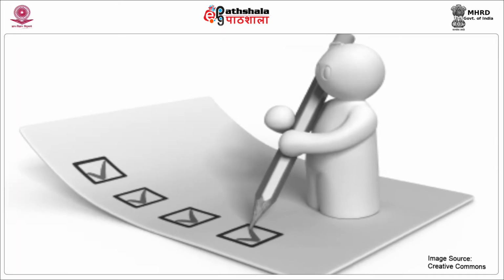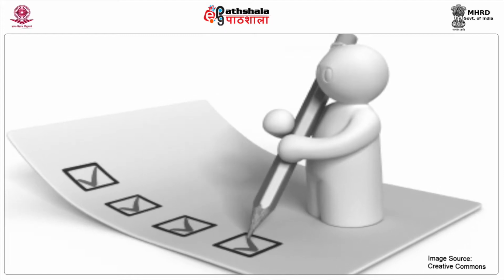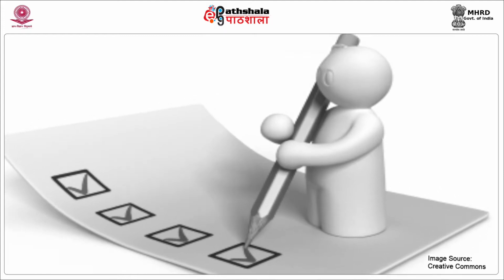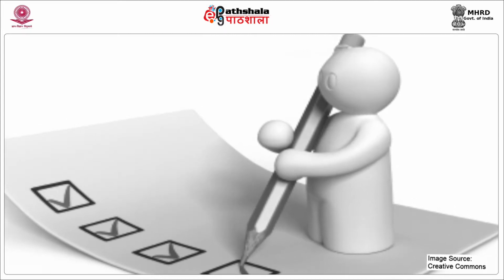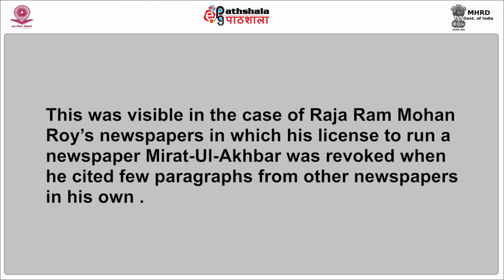Licensing proved to be an indirect way of controlling the content of newspapers and of enforcing other laws associated with the prevention of seditious writing. This was visible in the case of Raja Ram Mohan Roy's newspaper, Mirat-ul-Akbar, whose license was revoked when he cited a few paragraphs from other newspapers in his own. This action was against the press laws, as argued by the state, but the primary reason was to control the spreading of content as much as possible.